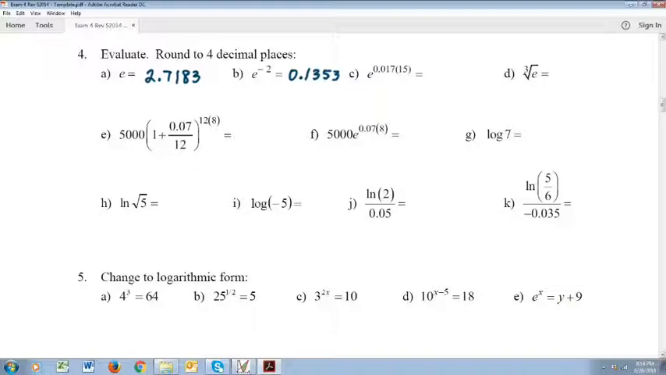You got to watch, your calculator is going to follow the order of operations, so you'd want to put it in. You do the second ln and you're going to take e to the 0.017 times 15 power. You want to put that in parentheses if you're working on a TI-83, or just be careful that it's taking everything in the parentheses as a power. So there you get 1.2905.